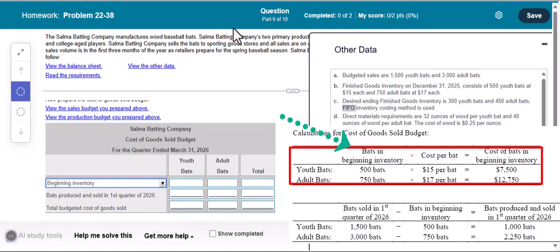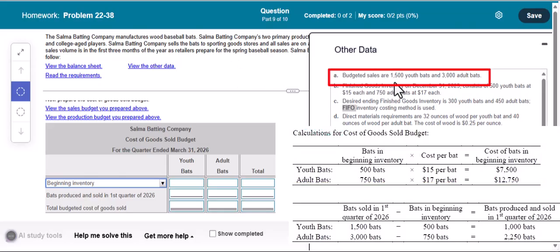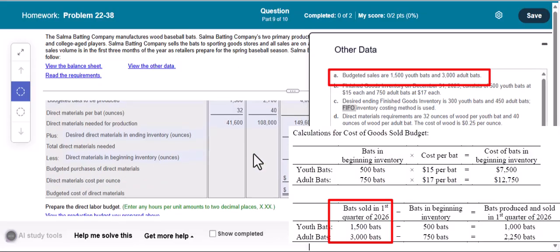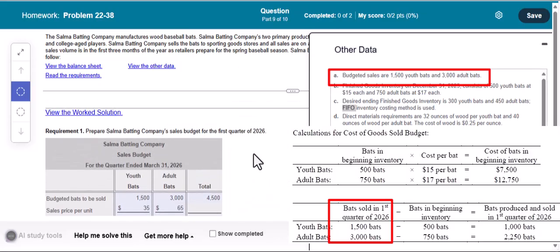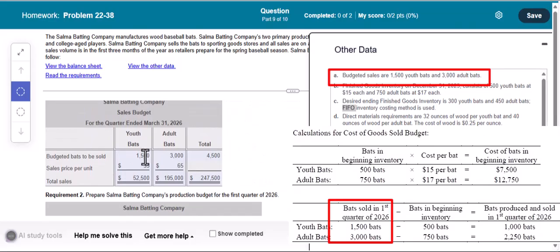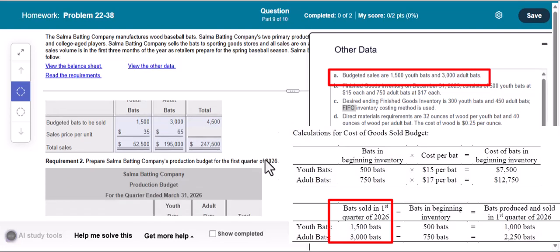And first of all, we have to figure out how many we are going to sell. So that's up here in A. The budgeted sales are 1,500 youth bats and 3,000 adult bats. And these sales are also available on the sales budget if you scroll up. I can show you here, go all the way to the top. So again, for that sales budget, 1,500 youth bats and then 3,000 adult bats for a total of 4,500. So let's scroll back down.